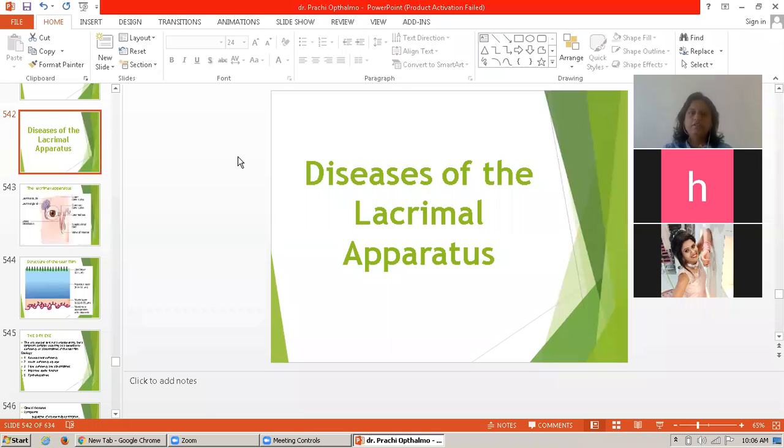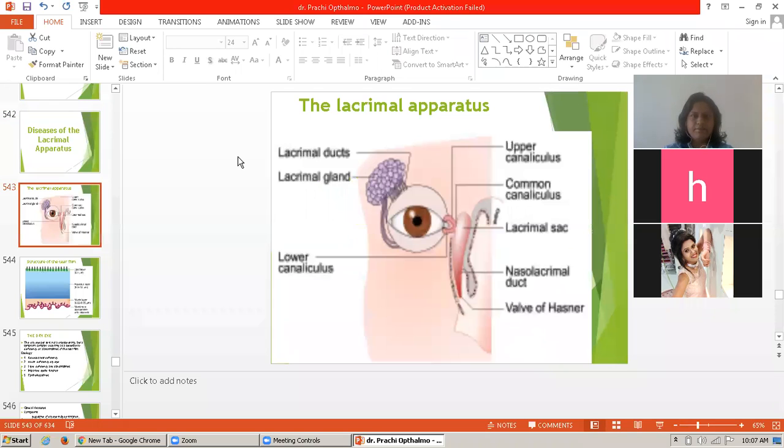And today we will study ophthalmology. In that, we will learn today about diseases of the lacrimal apparatus. The diseases of the lacrimal apparatus consist of many diseases. First of all, we would learn about the anatomy of the lacrimal apparatus.